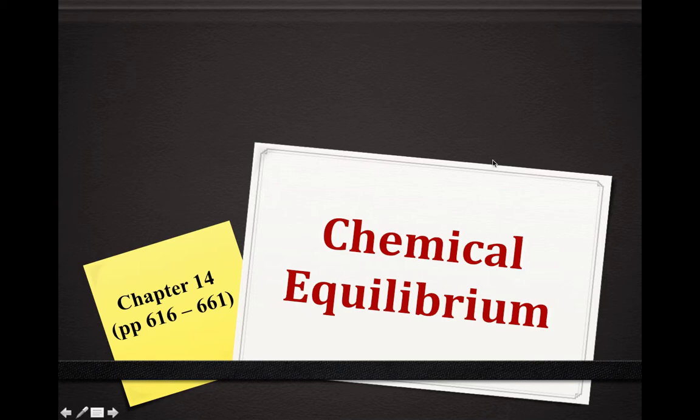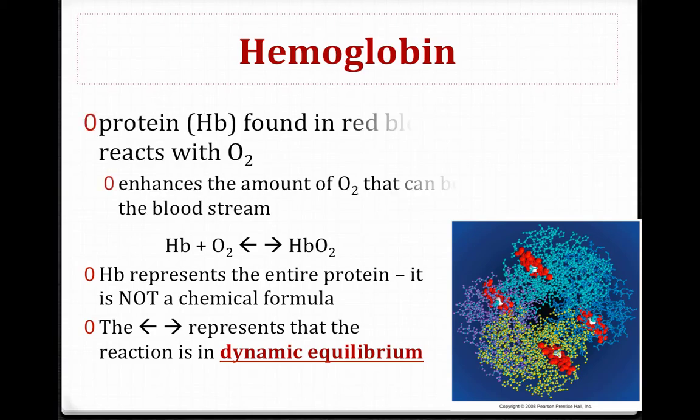So this is chapter 14, which is chemical equilibrium. First we're going to talk about an application section at the beginning of this chapter that has to do with hemoglobin. Hemoglobin is a protein found in red blood cells that reacts with oxygen and allows your blood to carry oxygen. This is also what makes your blood look red, the hemoglobin carrying the oxygen.